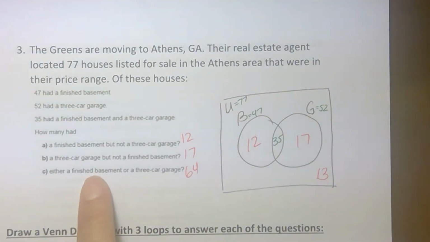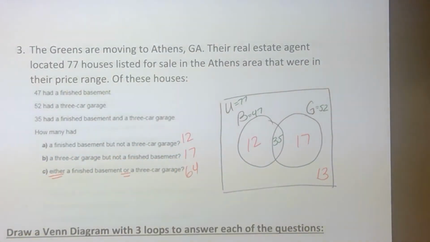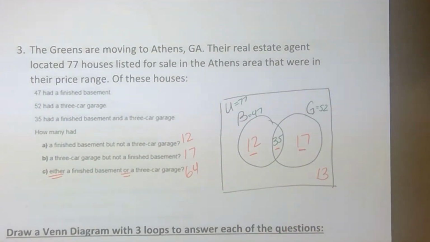Now, question C is not the same question as the question C on the last page. Make sure you're reading closely. Either or. Instead of an intersection or instead of this number out here in the universal set, we're looking for the union. The union is the sum inside the loops.